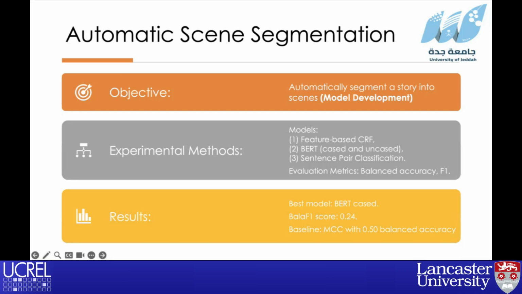Since the data is unbalanced, we use balanced accuracy and F1 score. We can say that the best performing model was BERT cased. It was only a slight difference between the other models, but BERT scored the highest according to the F1 score, which was 0.24. And the baseline, the majority class classifier, has a 0.50 balanced accuracy.